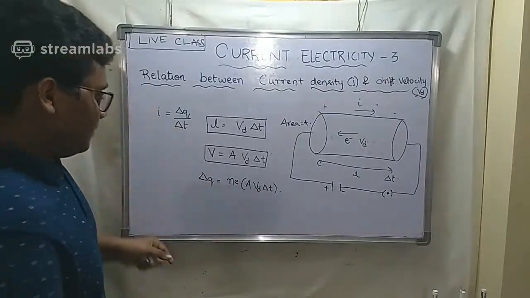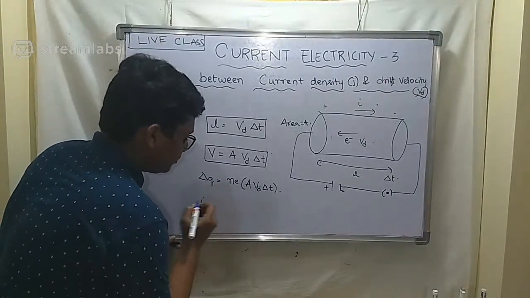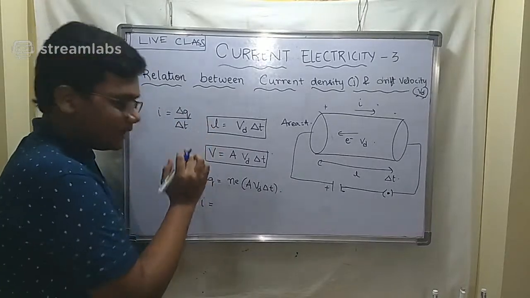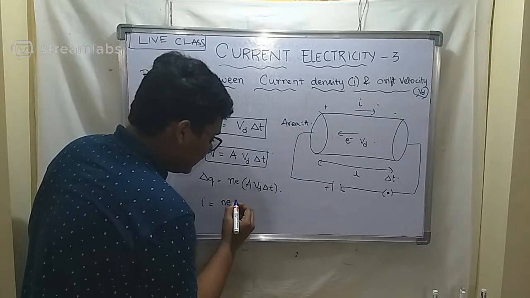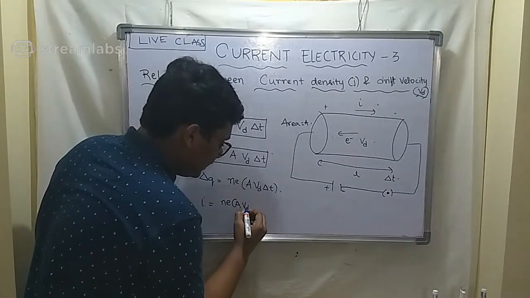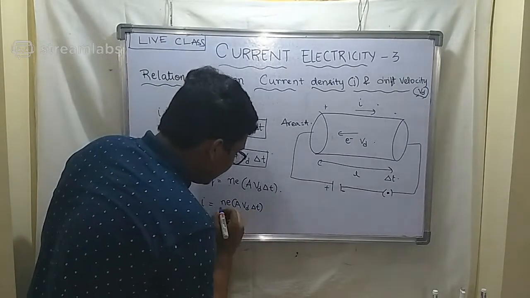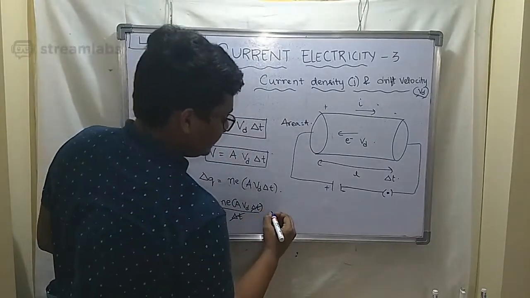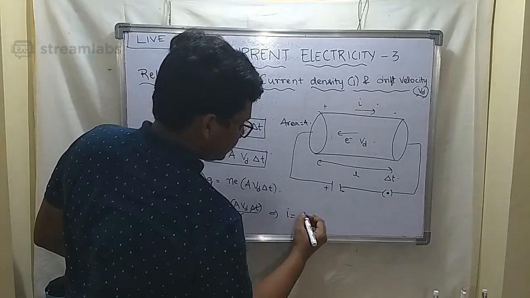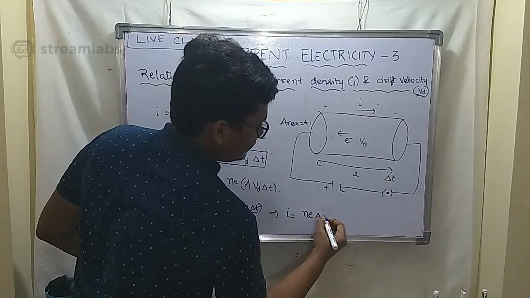Now I is equal to delta Q by delta t. By substituting delta Q here, n e A Vd delta t by delta t, and this delta t gets cancelled. So I is equal to n e A Vd.